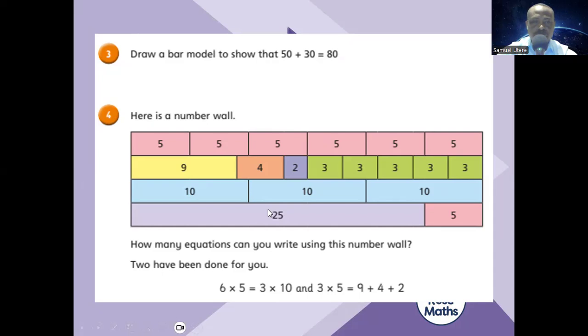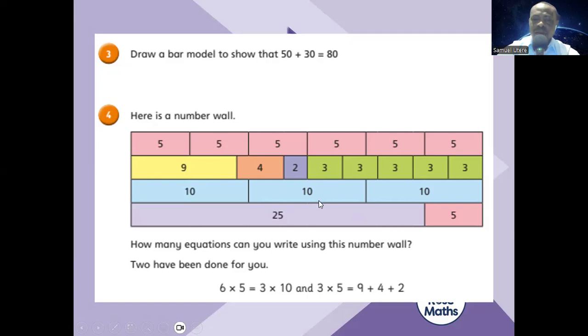Question 4: how many equations can you write using this number wall? Two have been done for you. So we can do lots of calculations. You can see here 6 lots of 5, this whole lot at the top, is equal to 3 lots of 10. And 3 times 5, so 3 lots of 5, which is this one here, is equal to 9 add 4 add 2. You can see it's half of the whole lot. So if this is half of that, they must be equal to each other.